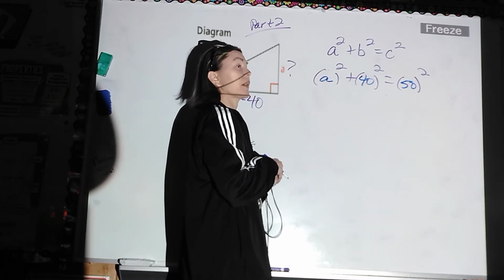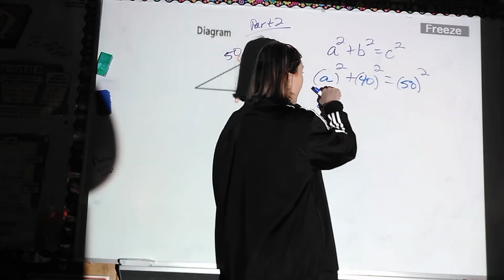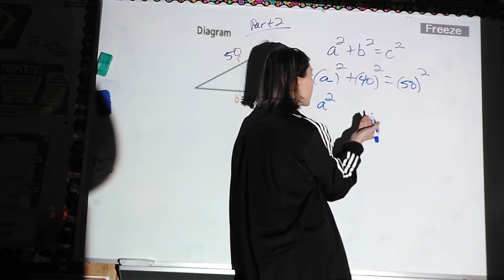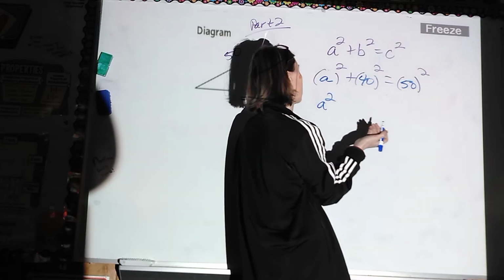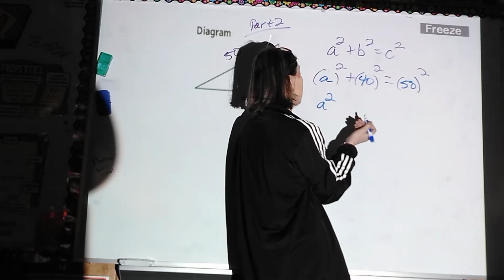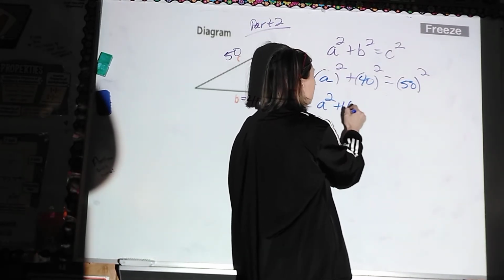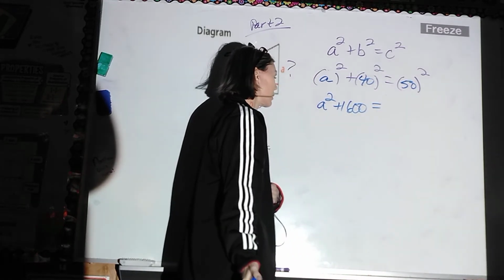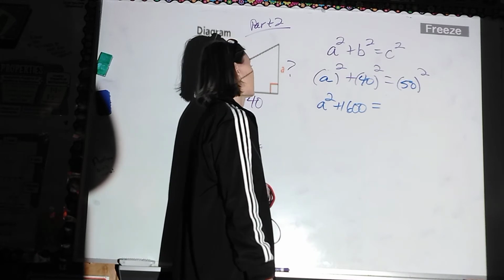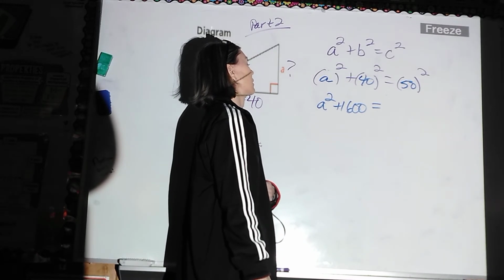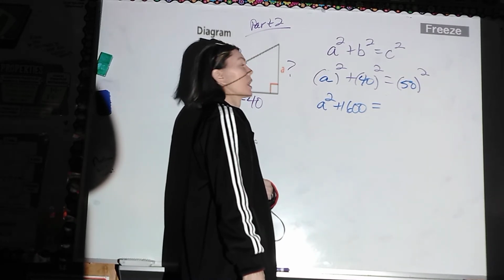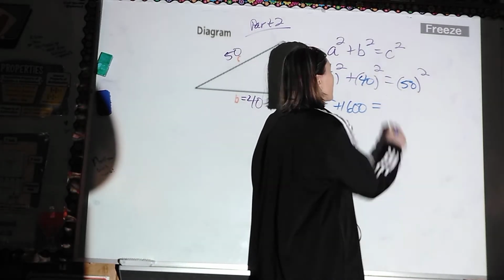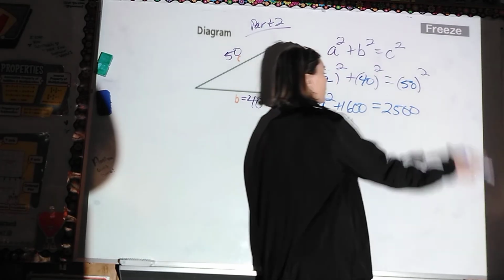So now all we have to do is the math. A squared is A squared. What is 40 squared? 1600. Wow. I don't know why I chose such a high number there. Silly me. Go with it. Doesn't matter. Here we go. What is 50 squared? 2500. Okay, great. No big deal.